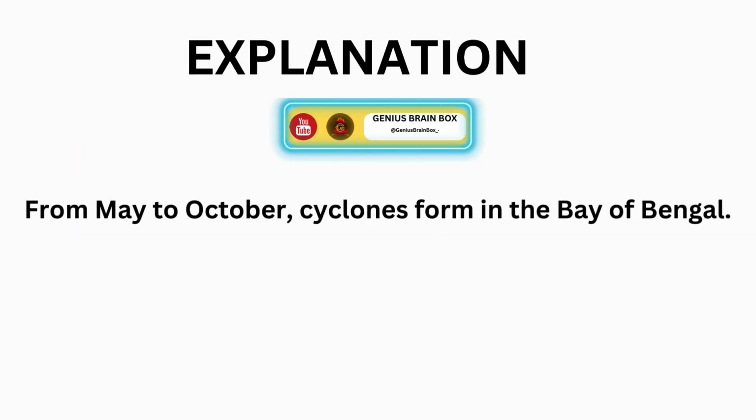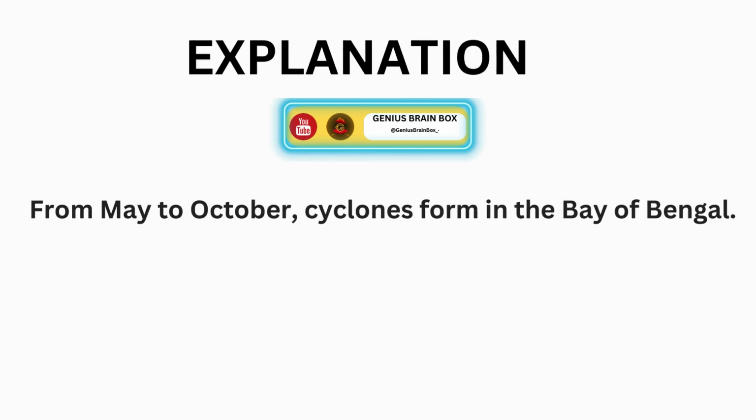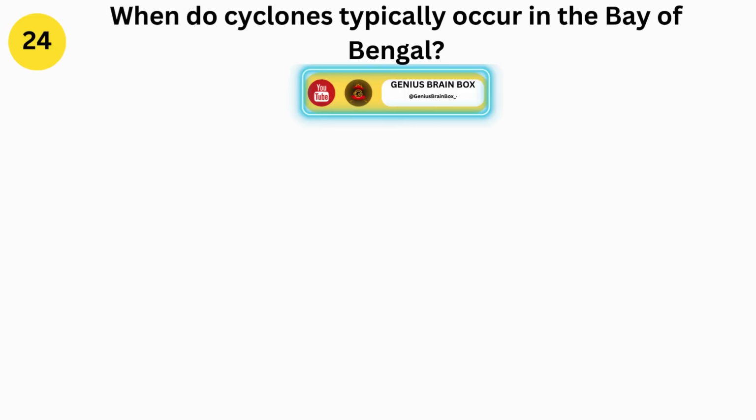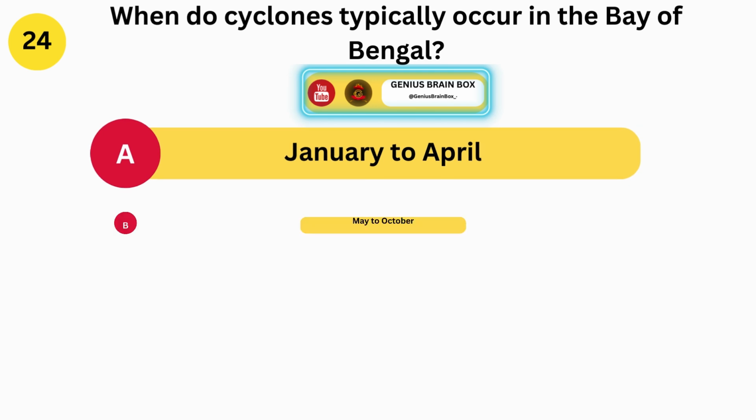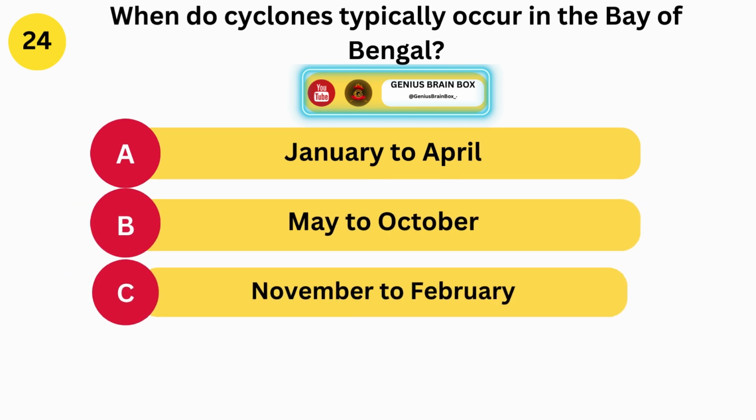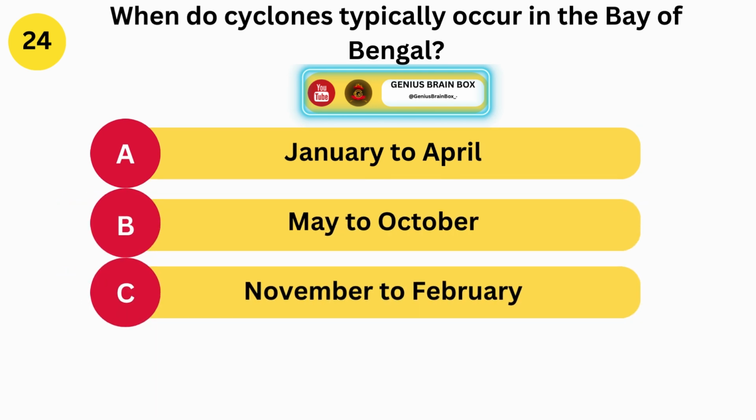Explanation. From May to October, cyclones form in the Bay of Bengal. When do cyclones typically occur in the Bay of Bengal? Option A, January to April. Option B, May to October. Option C, November to February.